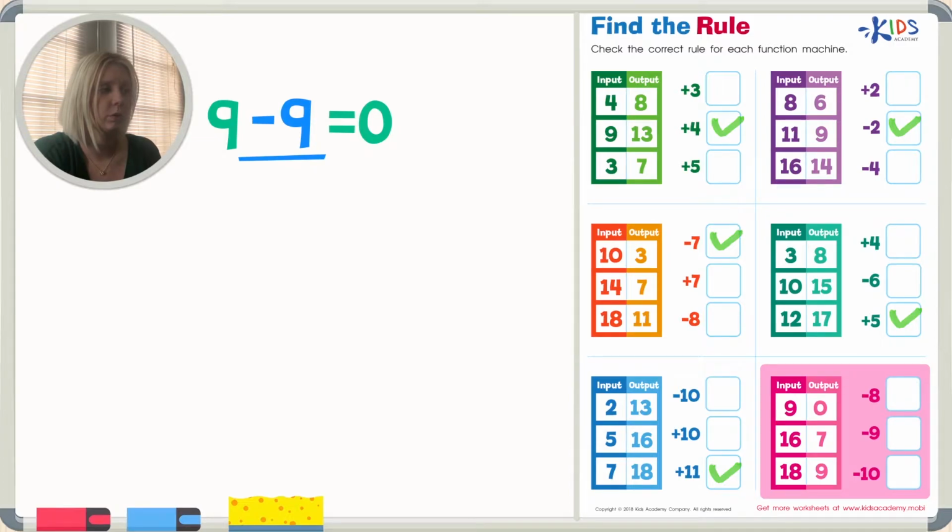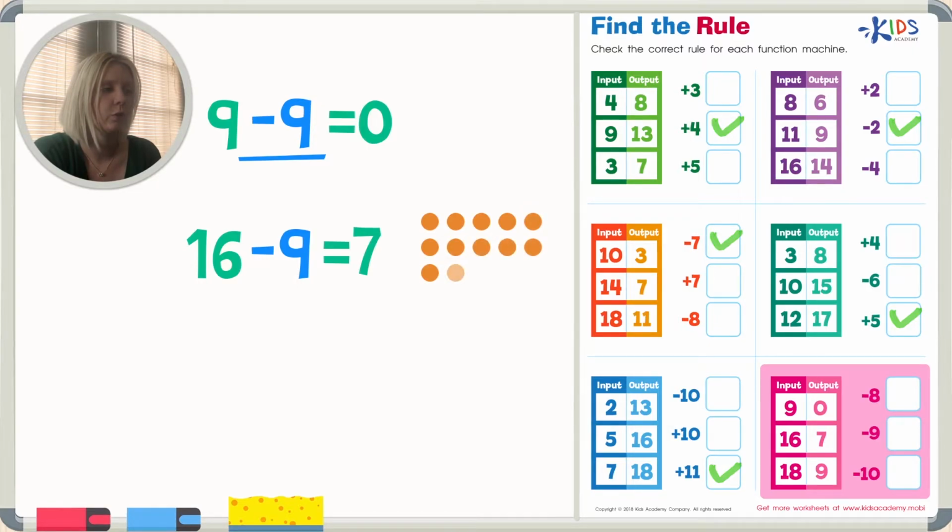So now I have to see if it works with another one. This one's kind of tricky. Let's do 16 minus 9 equals, or it should equal, if we're right, 7. Okay, let's draw this one out with our dots. 1, 2, 3, 4, 5, 6, 7, 8, 9, 10, 11, 12, 13, 14, 15, 16. And then we're going to take away 9. So 1, 2, 3, 4, 5, 6, 7, 8, 9. We should be left with 7.